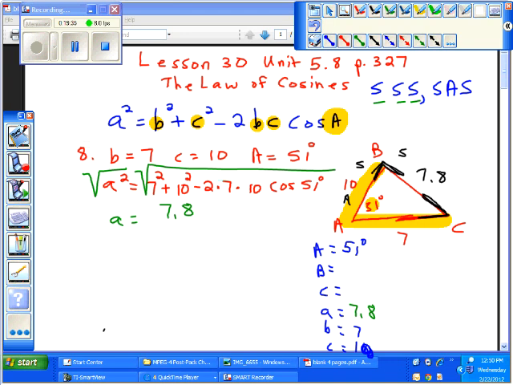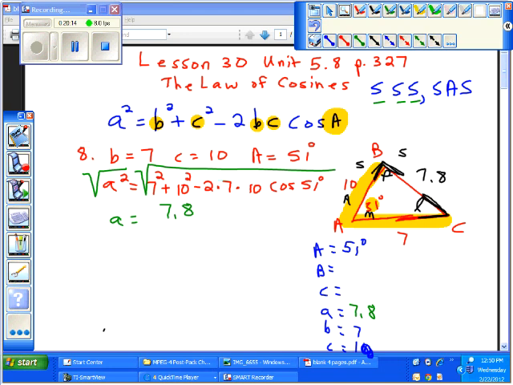I know that since 7 is the smallest side, then angle B is the smallest angle. And since 7.8 is the medium-sized side, then angle A is the medium-sized angle. And because 10 is the largest side, then angle C is the largest angle. So there's no way B could be obtuse because it's not the largest. So I'm going to find it first because the ambiguous case would not apply. B doesn't have two options. It's got to be acute if angle C is the biggest. You see how we figured out how to find angle B before we find angle C.